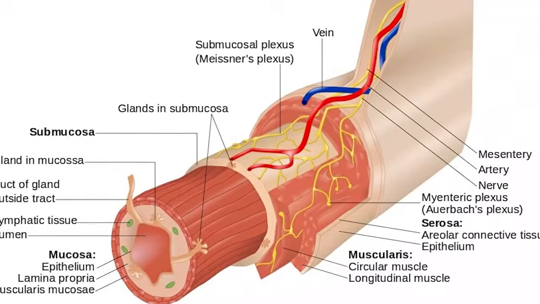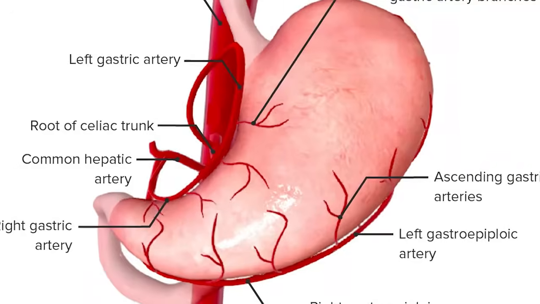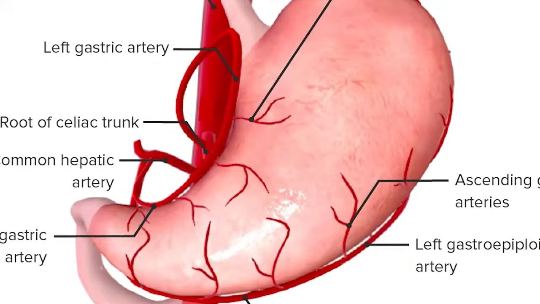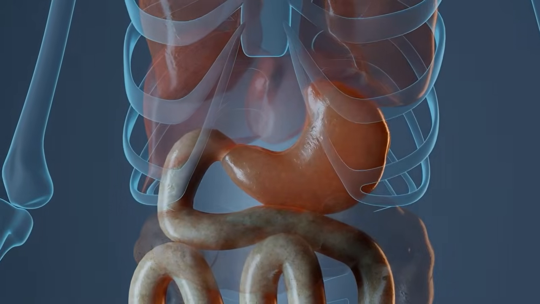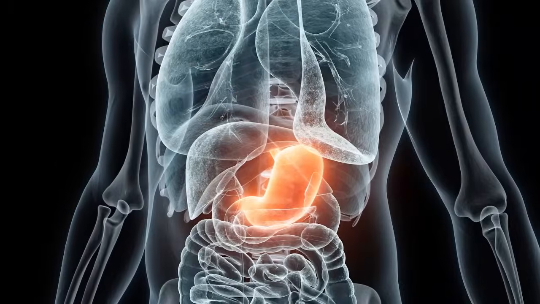The lamina propria is a connective tissue layer that contains capillaries, lymph vessels, and immune cells. The muscularis mucosae is a thin layer of smooth muscle that aids in the movement of mucosa and helps expel glandular contents.